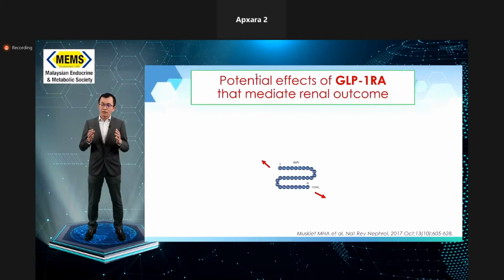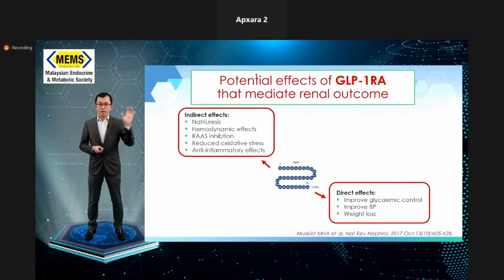So from the understanding of mechanism of action, we know that GLP-1 receptor agonists can impact on the renal outcome through a direct effect as well as indirect effect. Direct effect is on the significant glycemic control, blood pressure control, as well as weight loss. But GLP-1 receptor agonists can also have indirect effect, for example, hemodynamic effect, inhibition of the RAS system. More importantly, it can reduce oxidative stress as well as having anti-inflammatory effect. But whether all this will translate to a significant effect on the renal outcome, we have to wait for the dedicated renal outcome trials for GLP-1 receptor agonists.